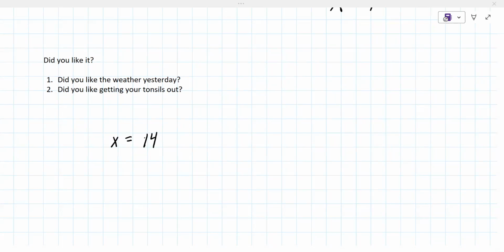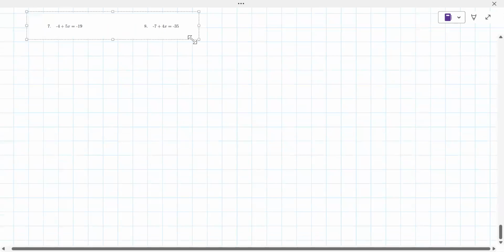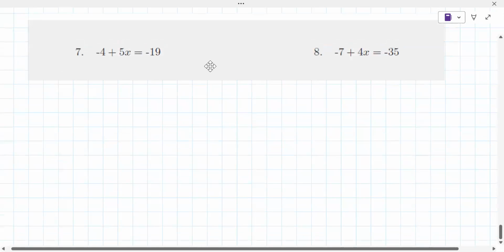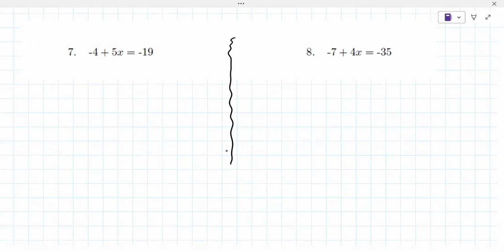Okay, all right, so let's try two more problems. These are a little bit easier. I'm going to give you two minutes, two minutes only. I want the answer as x equals. You have to say x equals. You can't just say the number.